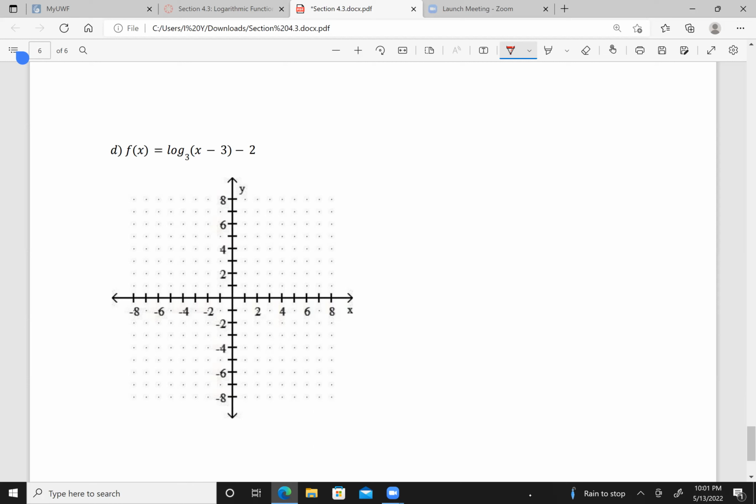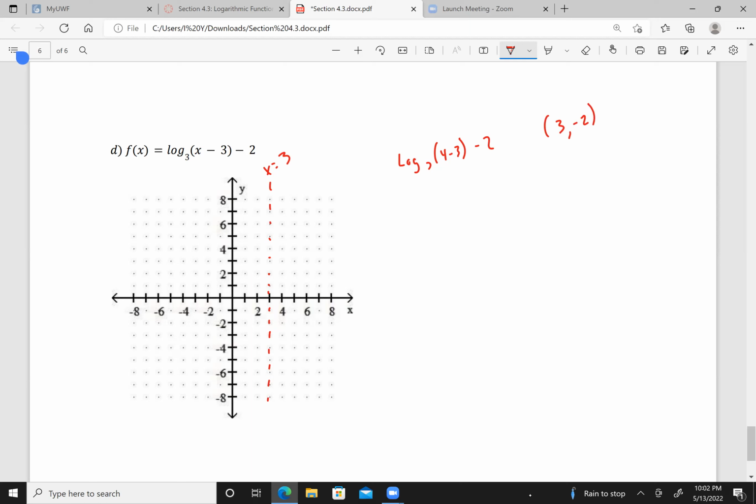Okay, so x minus 3. So we're moving right here, and x equals 3 is the asymptote. Now let's see. Log base 3 of 4 minus 3, minus 2. So this is 0 minus 2. So I have 3, negative 2.